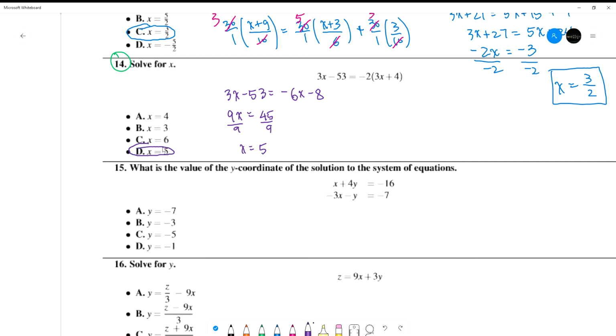Okay, fortunately, number 15 is also on your calculator. You could do on your calculator. Let's see here. Yeah, you could type this as a system solver, right? I forget what it's called there. System solver.